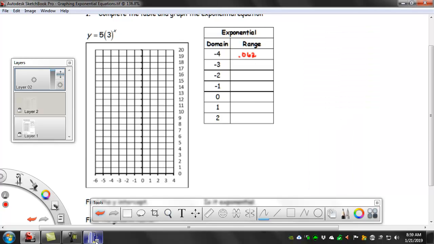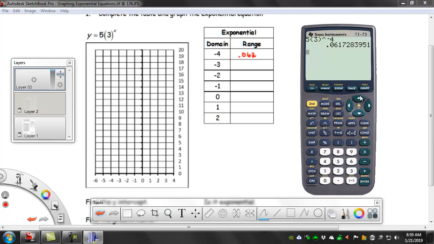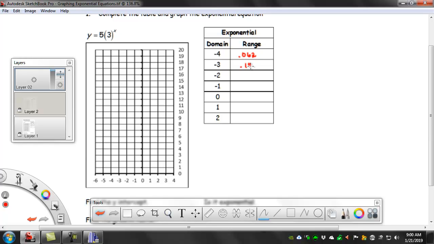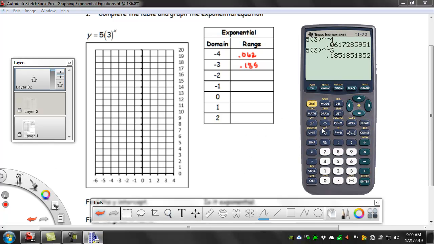I'll round that 1 off to a 2. Now we'll go up and edit our equation. We'll change that 4 to a -3. Edit it. Now I have 0.185, rounding off to 3 decimal places. And I wouldn't be too concerned about rounding it off correctly, because when we get further into the video, you'll understand.